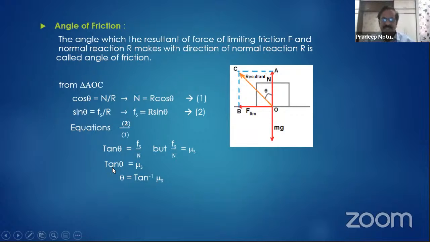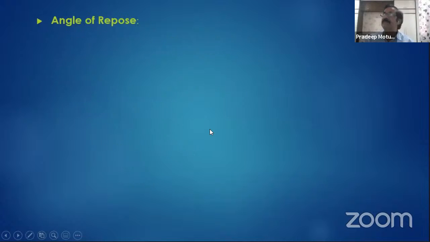So finally, tan theta is equal to mu s. This is the letter mu, suffix s. Tan theta is equal to mu s, that is the coefficient of static friction, you can say. This is about angle of friction.